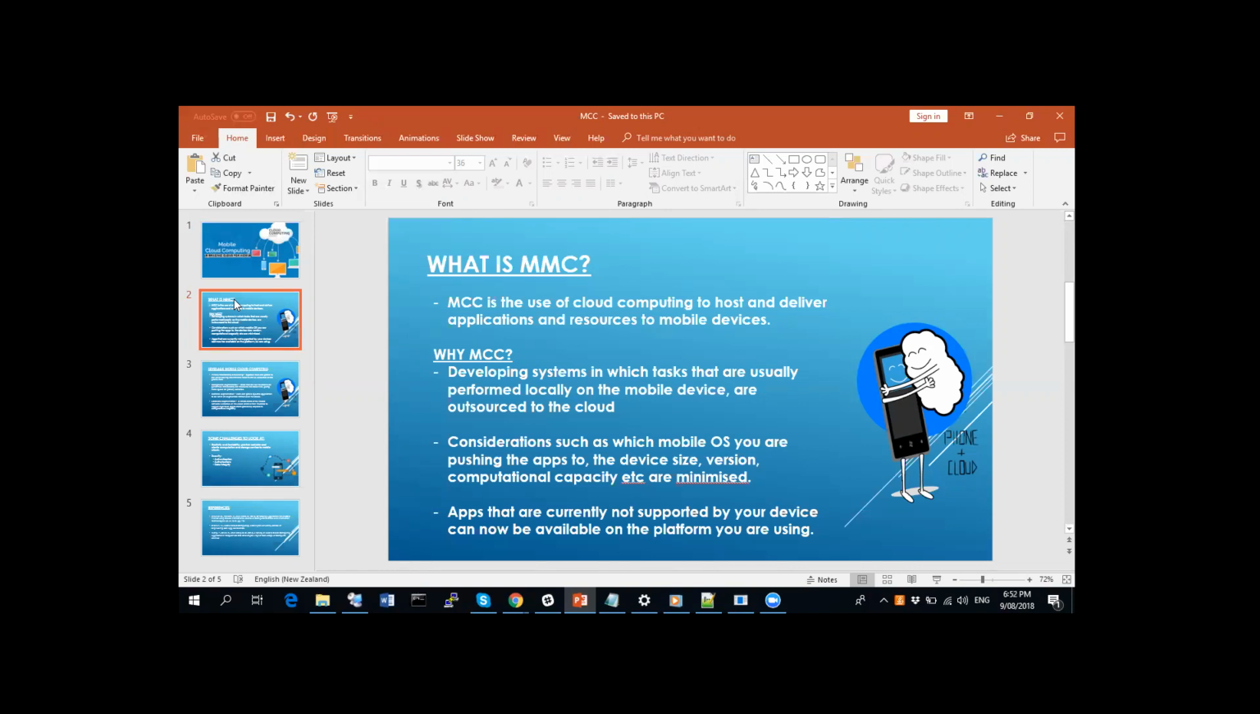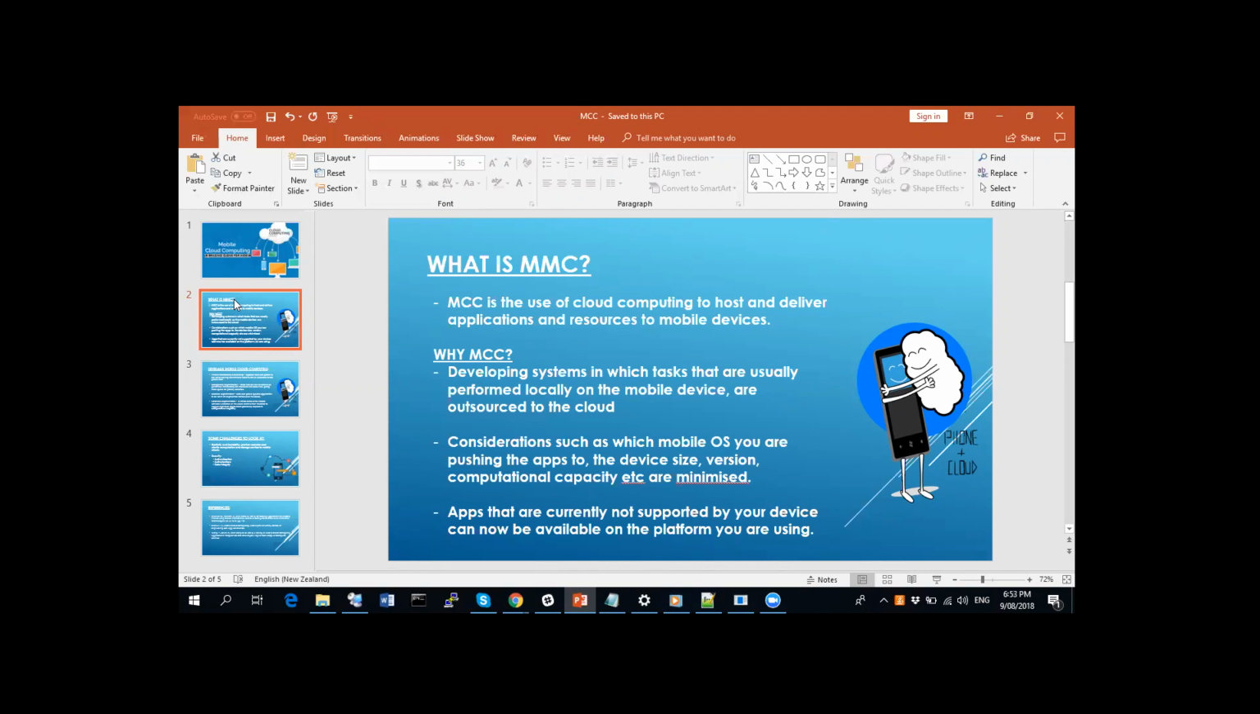Why mobile cloud computing? If you go back in time and remember when the Nokia 3315 and 3310 were around, their battery used to last like a week or so. Why was that? The main reason was the technology used back then, and also all the applications on our mobile phones. Nowadays, the applications we use on our mobile phones are quite processor intensive.